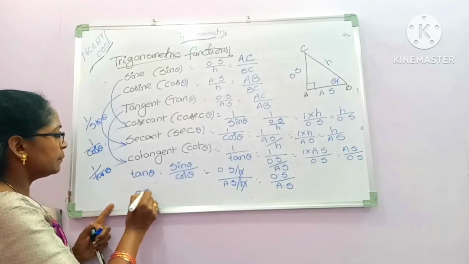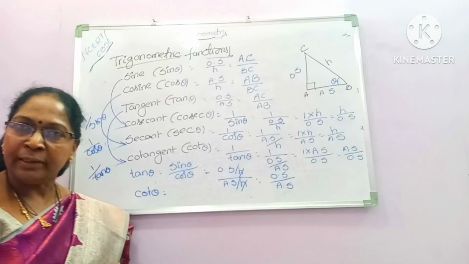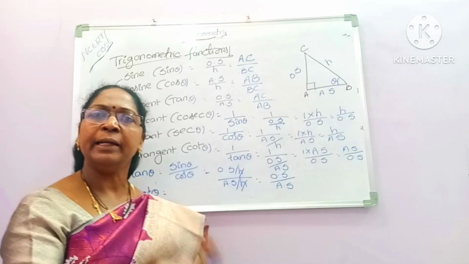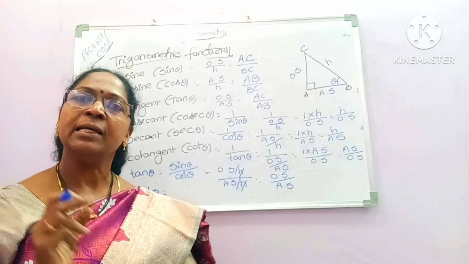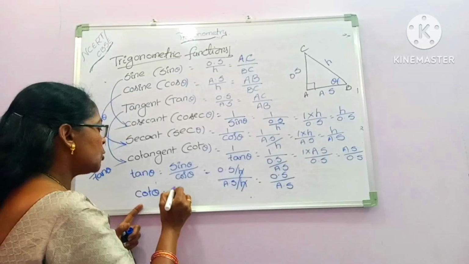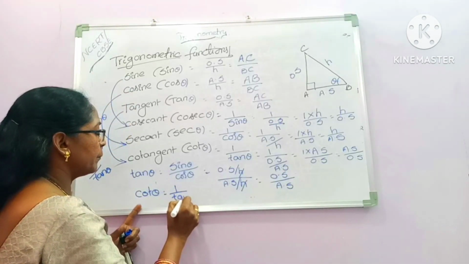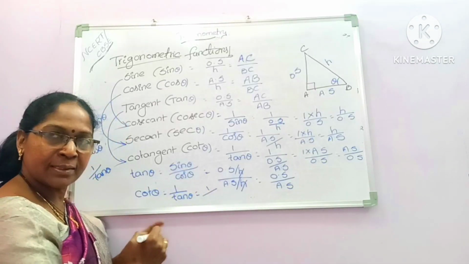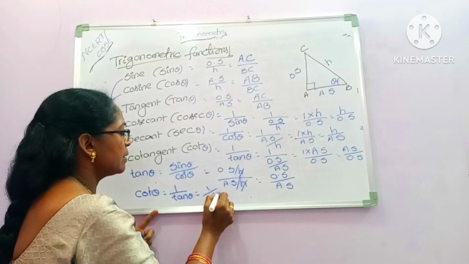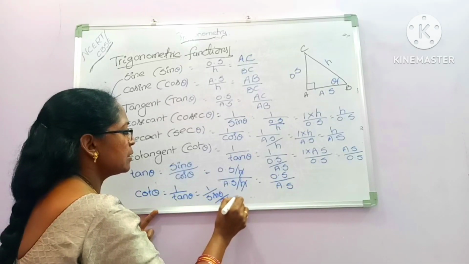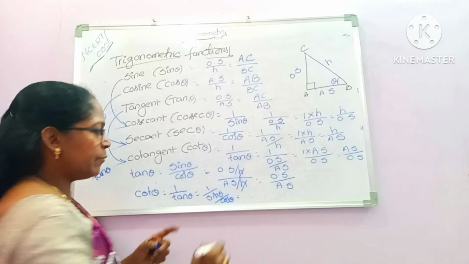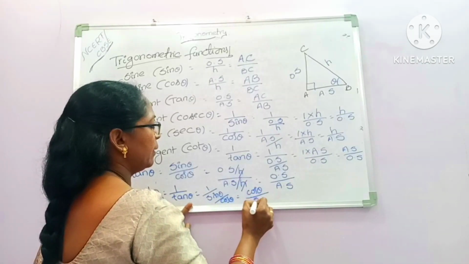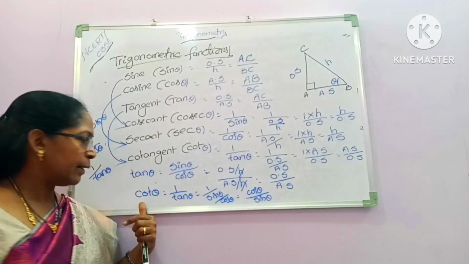And cot theta. Cot theta equal to reciprocal of tan. You know the cot theta formula in terms of tan. That is reciprocal of tan. So 1 by tan theta. That means 1 by sine by cos. Again, what will you get? Sine theta by cos theta, again you will get the same value here. You can simplify: cos theta by sine theta.